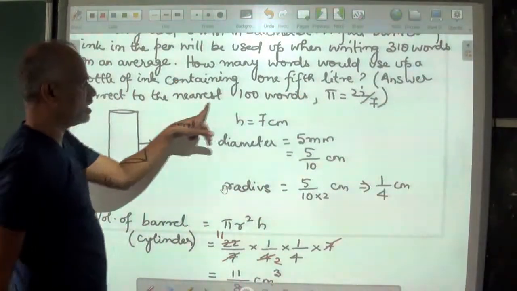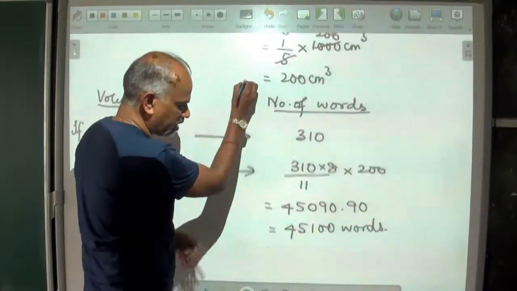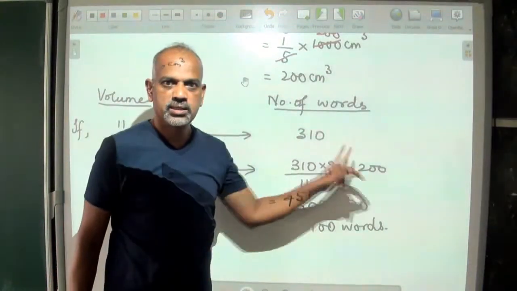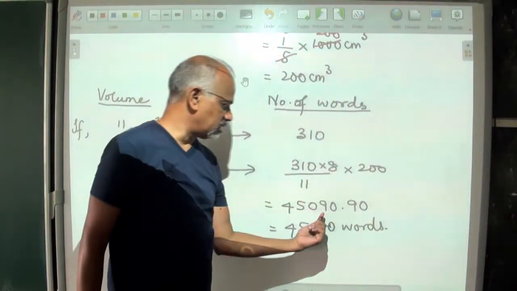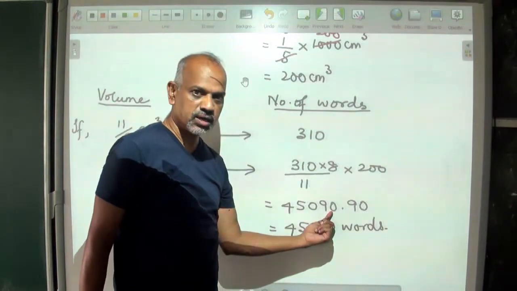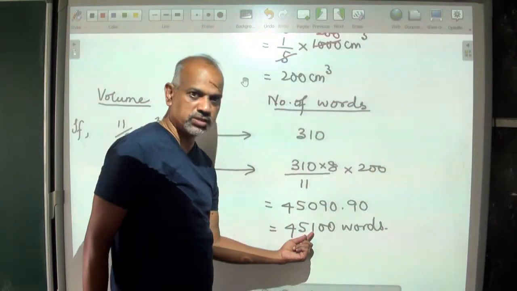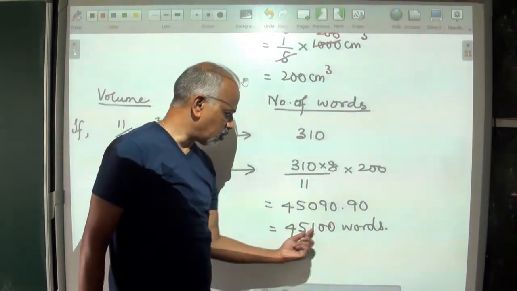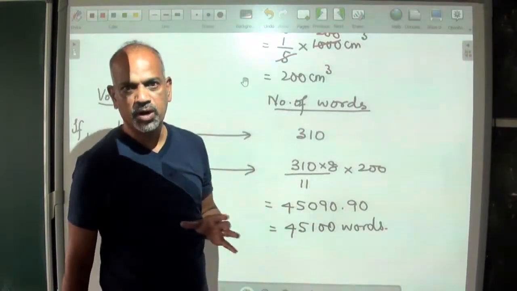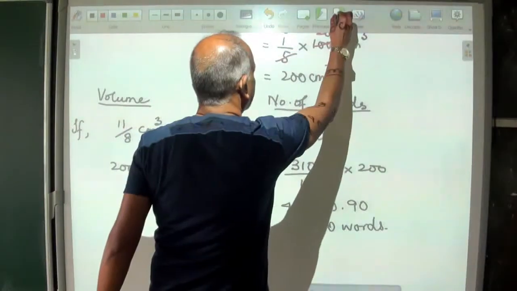But if you look at the question, it says answer correct to the nearest 100 words. So this is the actual number of words that you are getting, but you have to round this off to the nearest 100 words. So this is 90.90. If you round this, it becomes 91. To the nearest hundreds, 91 is 100 words. So 45,100 words is the actual number of words that the bottle of ink can write. So that's one. Next.